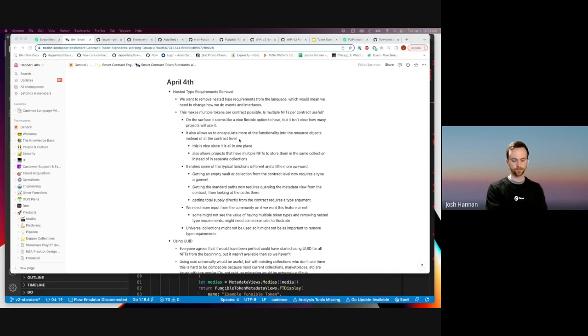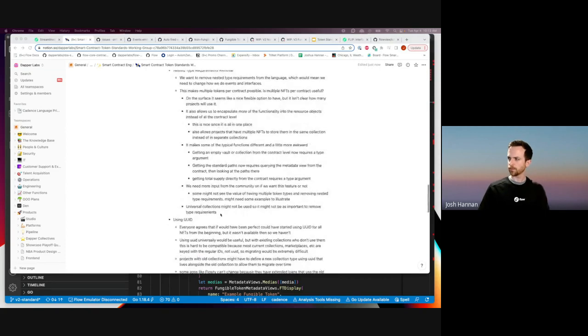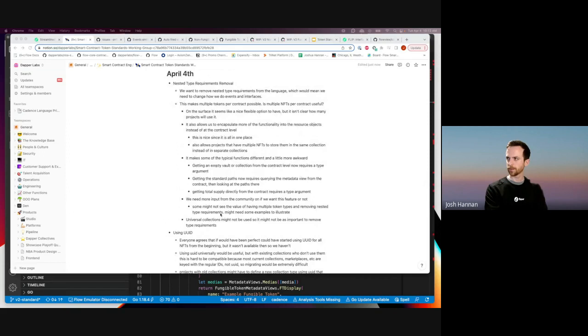Is there anybody else who has any thoughts about removing these nested type requirements and allowing multiple tokens per contract before we move on? No. Okay, cool. So it sounds like we can tentatively resolve this. We'll still leave it open in case anybody else comes in and has some concerns with it in the future. But yeah, that's good.